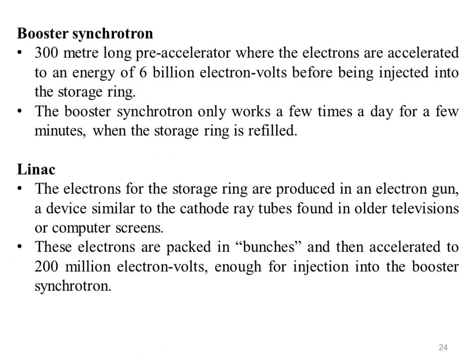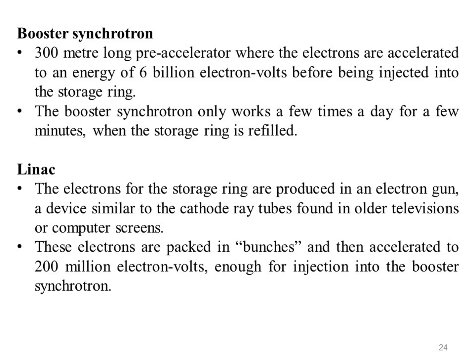Now we discuss the booster synchrotron. This is a 300-meter long pre-accelerator where the electrons are accelerated to an energy of 6 billion electron volts before being injected into the storage ring. The booster synchrotron only works a few times a day for a few minutes when the storage ring is refilled. Every 50 milliseconds, it can send a bunch of 6 gigaelectron volt electrons into the storage ring.